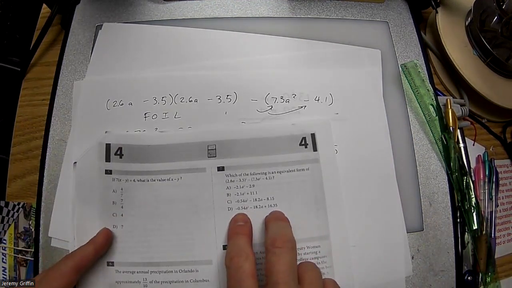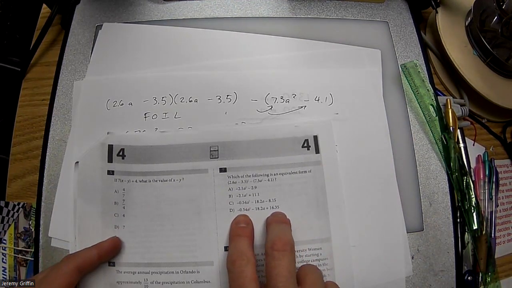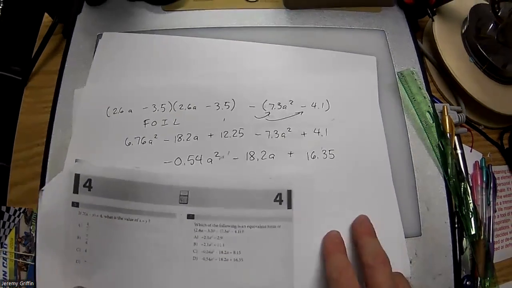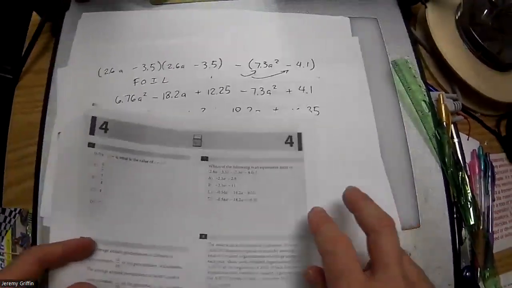Hey, it's right here. D. Number 7 is D. 7D. You guys getting 7D? Okay. 7D.